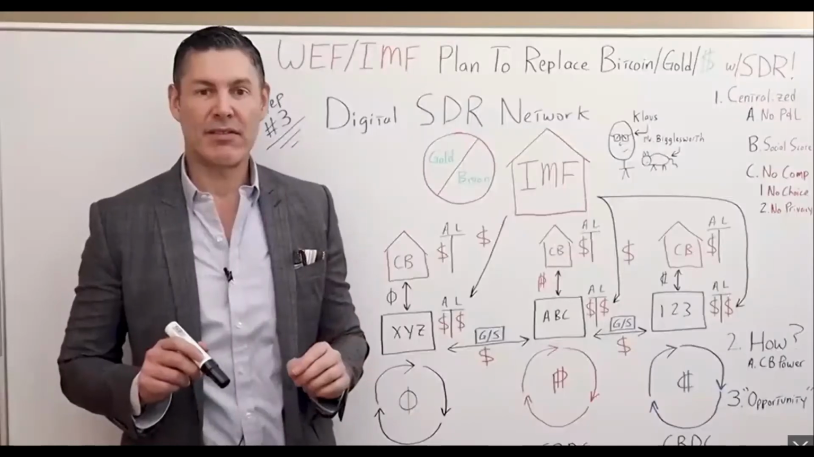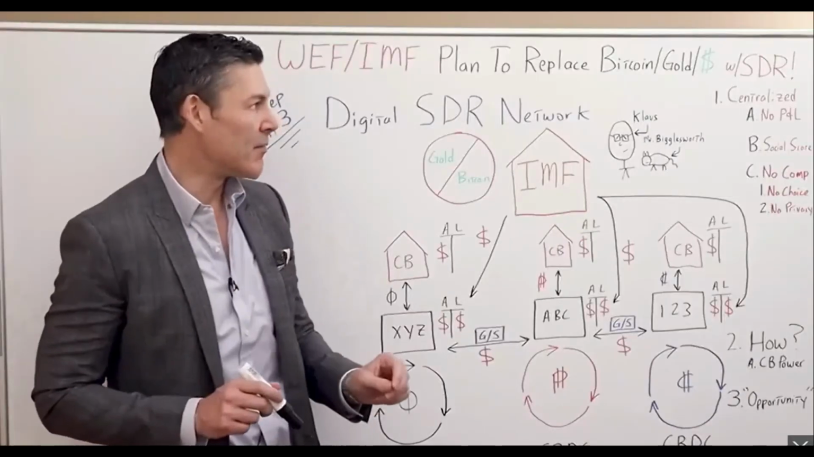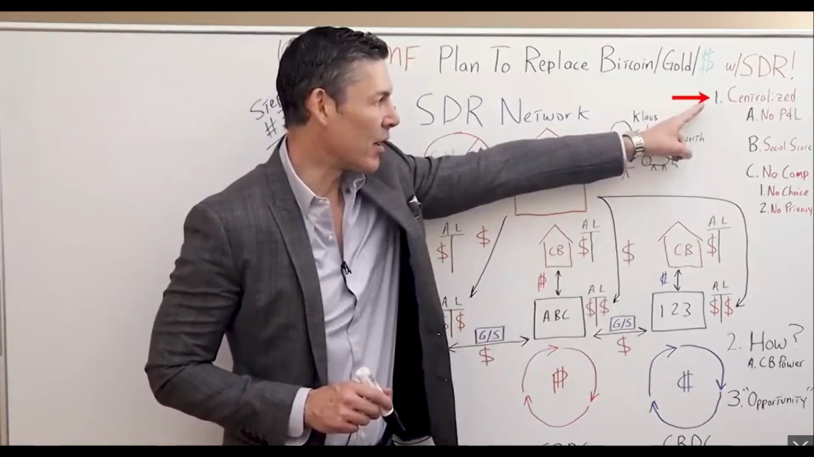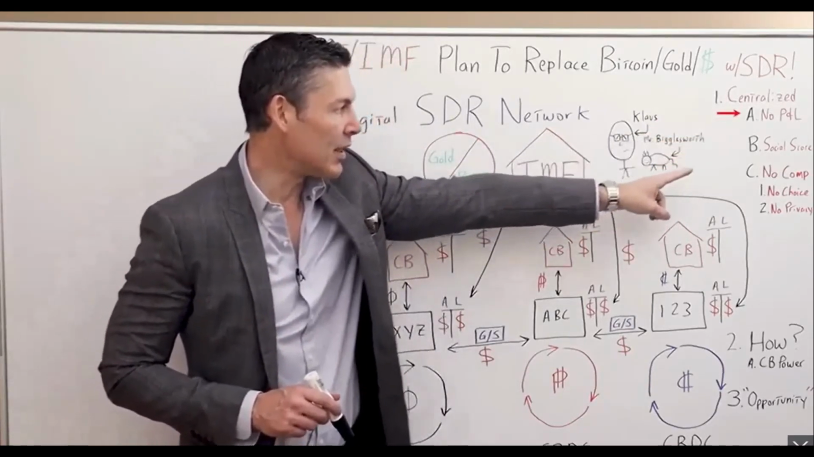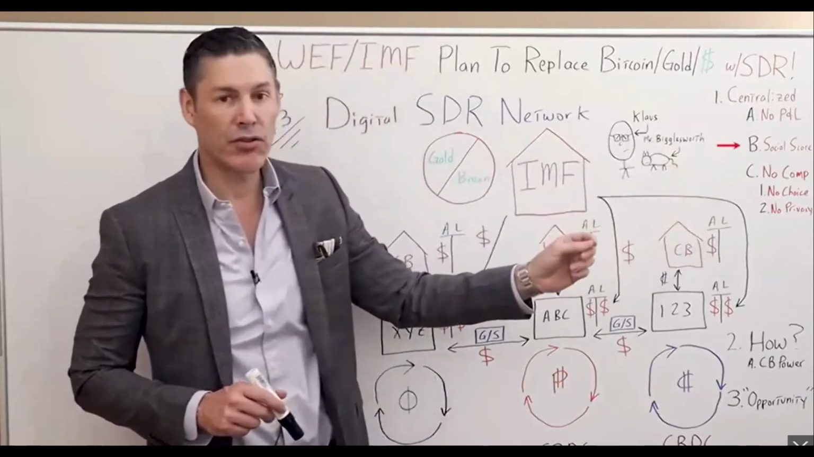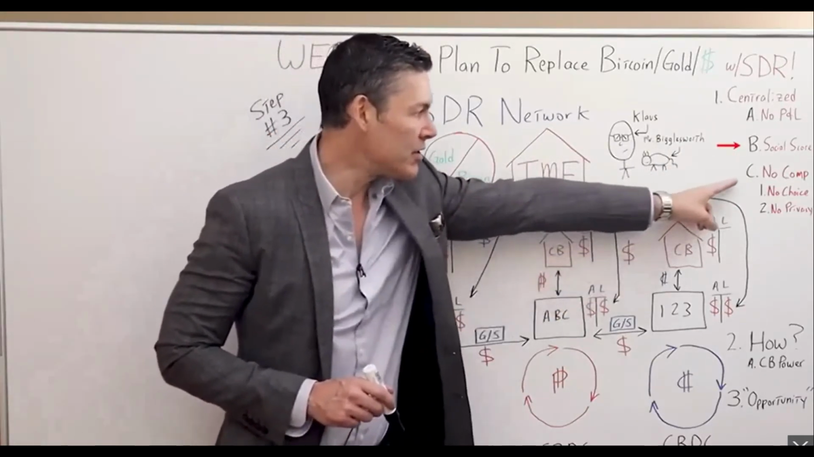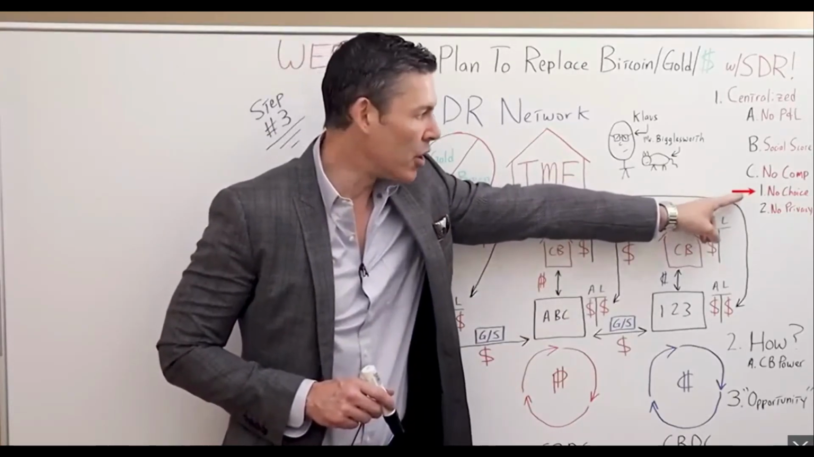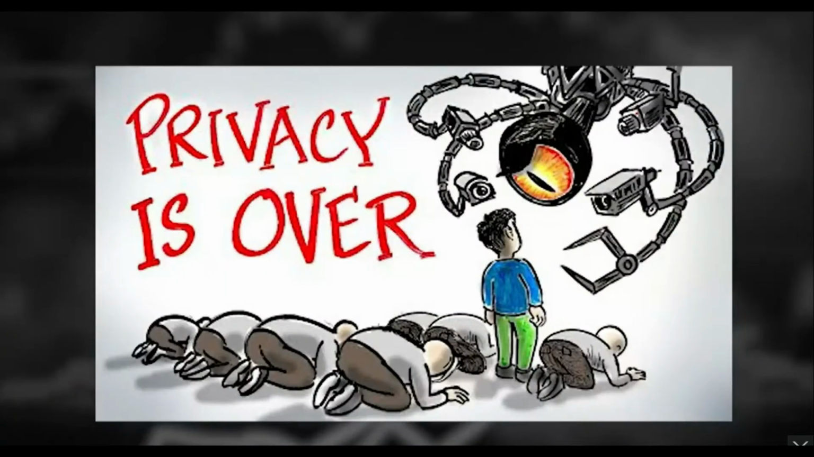So this system is the complete opposite in many ways of the current system. Instead of being decentralized, it is completely centralized. There are no profit and loss. Therefore, they can lend based on a social score or whatever objectives they have. There is no competition. You have absolutely no choice. Therefore, you have no privacy either.